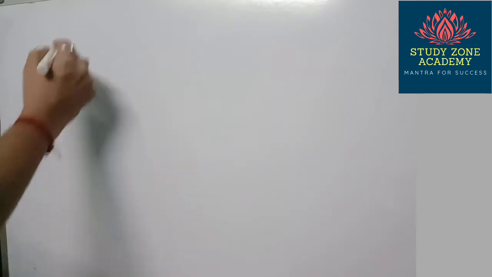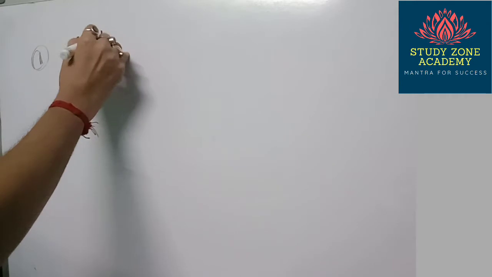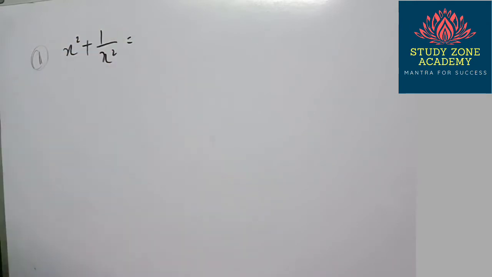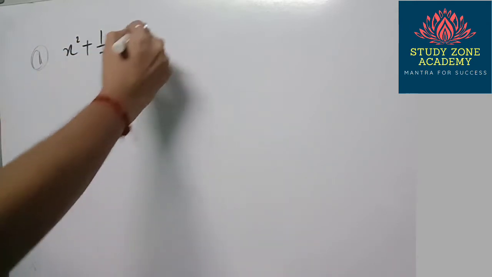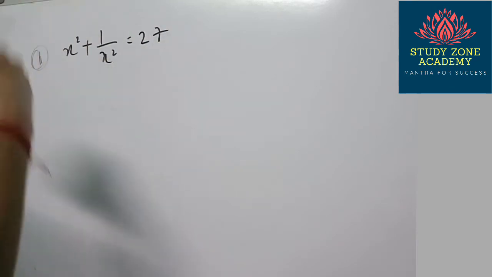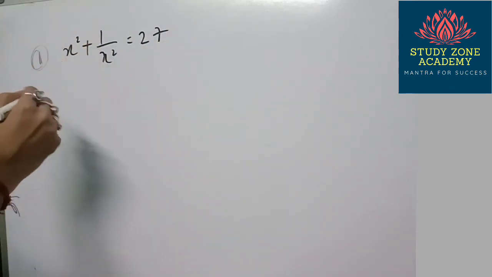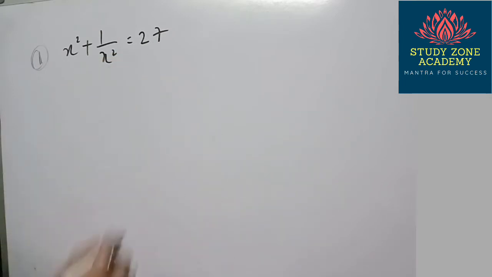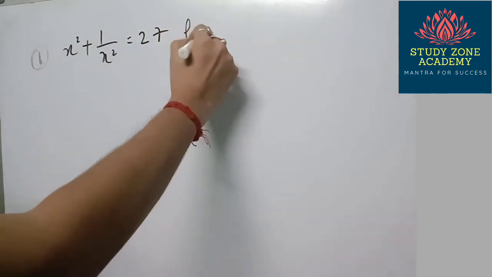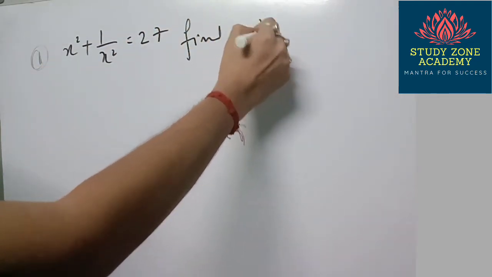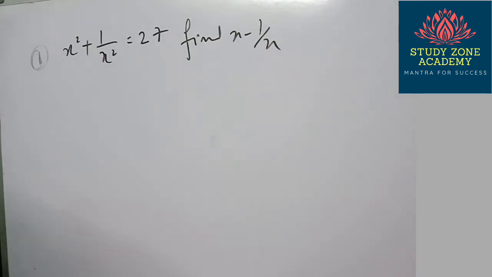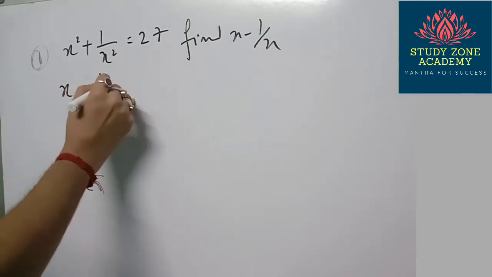Sum 1 question is x square plus 1 by x square equals 27. Very important sum. The next sum is also related to this, so consider it. It's x square plus 1 by x square equals 27, and we need to find x minus 1 by x. Very easy.